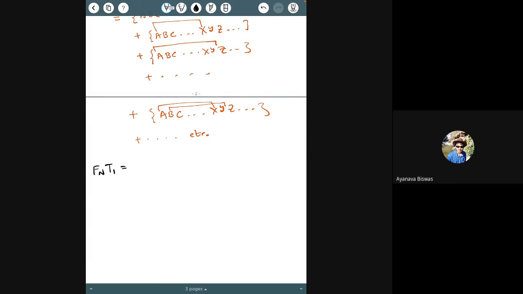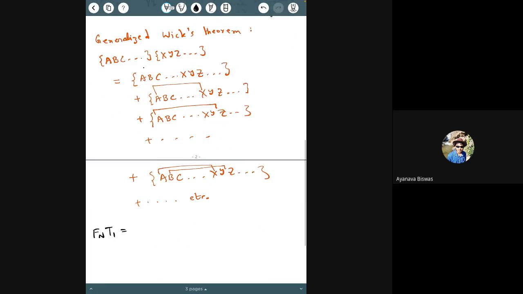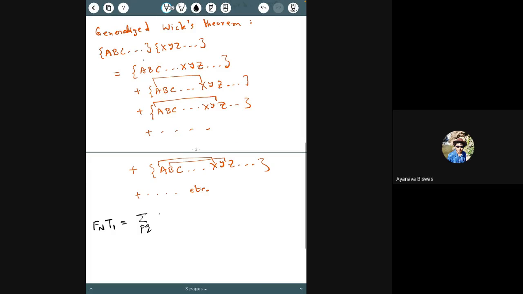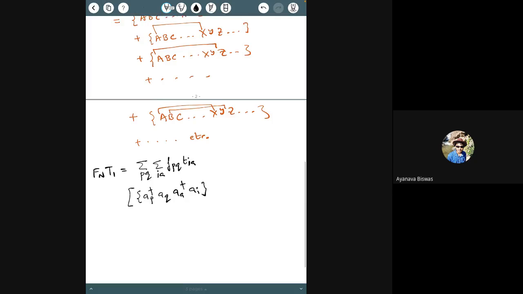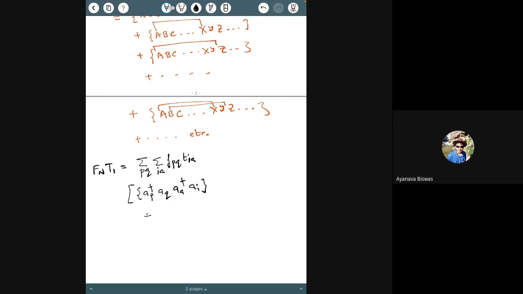F_N T1 is sum over PQ, sum over IA, f_PQ, t_IA. And let me put a bracket here: a_P dagger a_Q, a_A dagger a_I. So this is the joined normal ordered string. And then we will have the contractions.